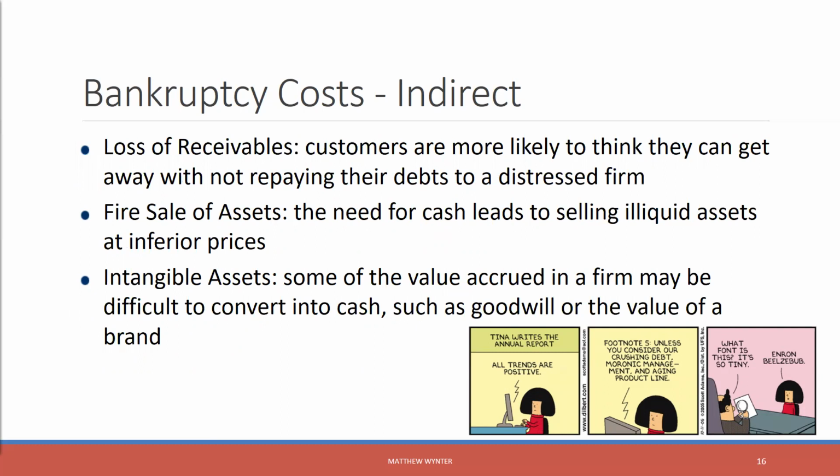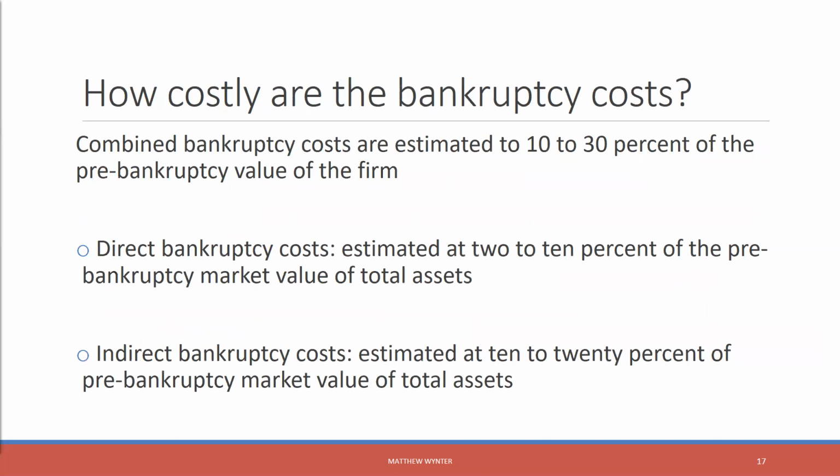We have the fire sale of assets. If I need to sell an asset in order to raise cash, I might have to sell it at even lower prices than I would want to. So it's going to make me even less profitable as I try to get this cash to deal with this period. And then also intangible assets. Some of the value of a firm is going to be hard to convert into cash. And you can think of this as goodwill, or sometimes the value of a brand. So these can be quite costly.